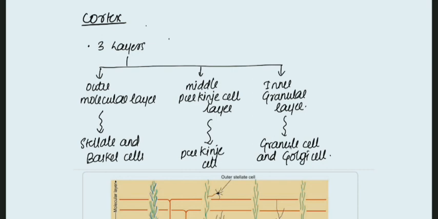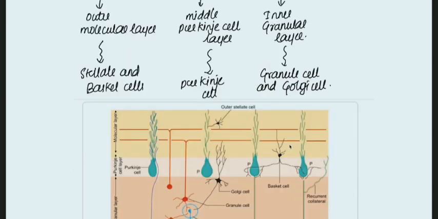Coming to the cortex. The cortex consists of three layers: outer, middle and inner layers of the cortex. The outer layer is also known as the molecular layer. The middle layer is also known as the Purkinje cell layer, whereas the inner layer is also known as the granular layer. The molecular layer consists of stellate as well as basket cells. And the middle Purkinje cell layer is a single cell thick layer consisting of only Purkinje cells, which are flask-shaped cells. The inner granular layer consists of granule cells as well as Golgi cells.